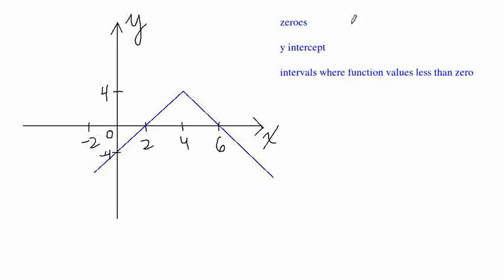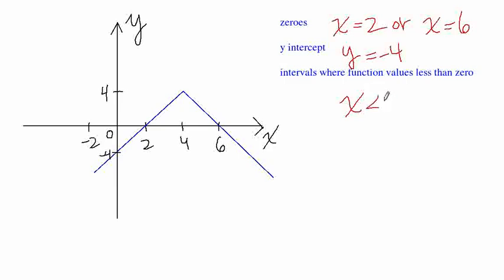Okay, so I'll go ahead and work it out also. So if you want the function to be 0, that occurs where x is equal to 2 or x is equal to 6. The y-intercept occurs at the point with y equal to -4. And the function is less than 0 for x values that are less than 2 or x values that are greater than 6.